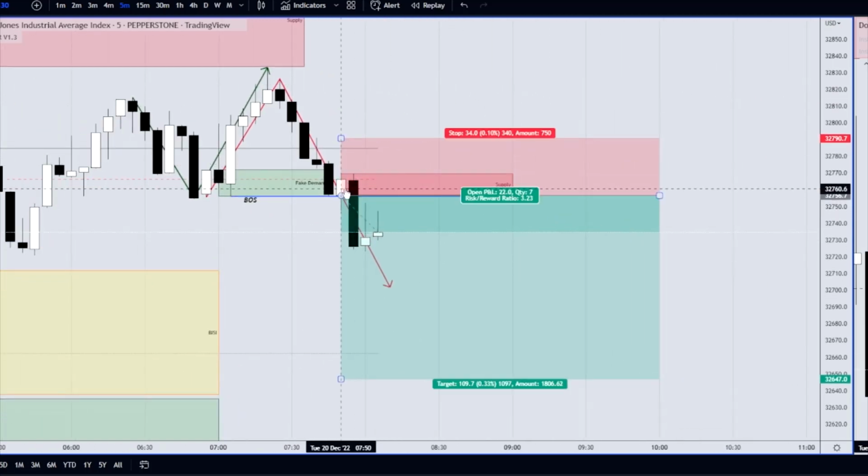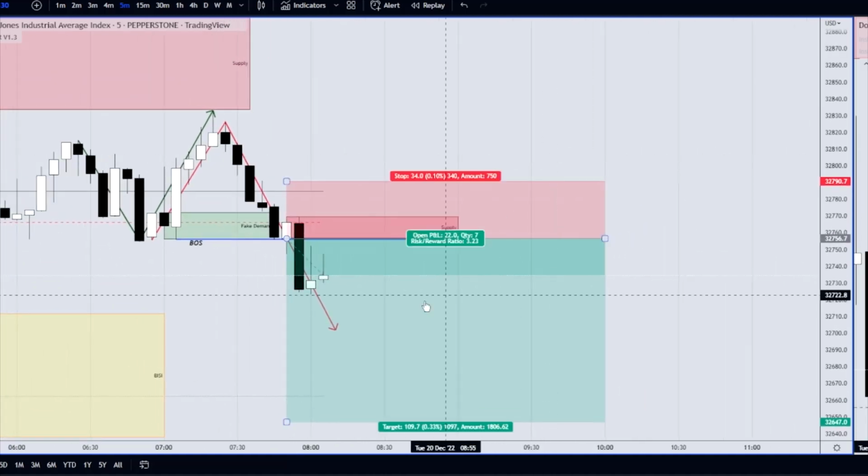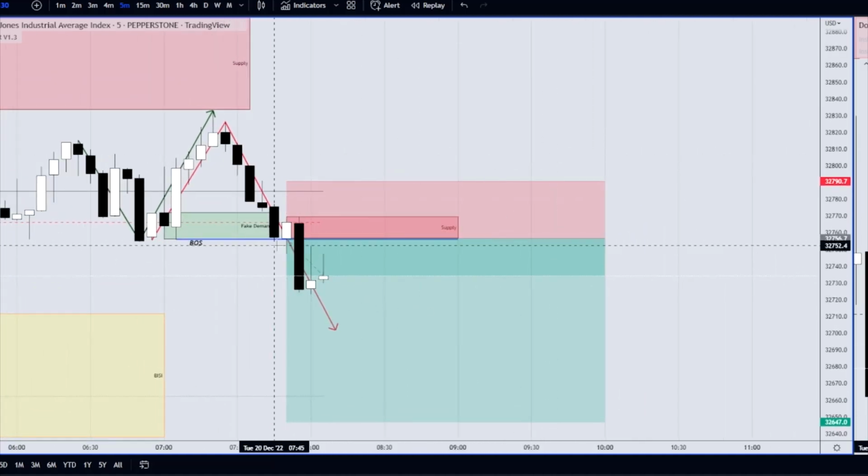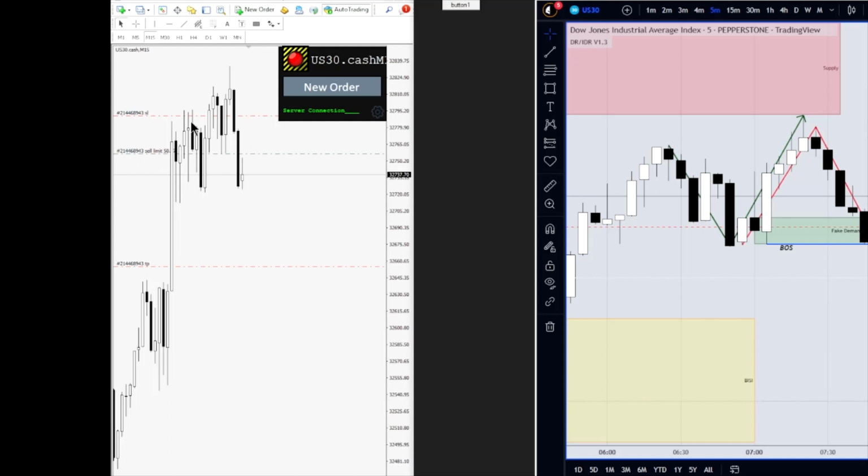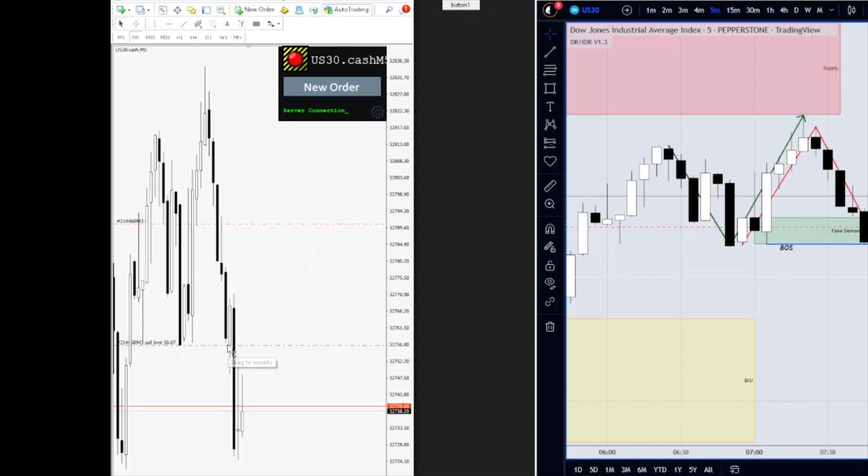I've marked this engulfing, bearish engulfing, as new supply coming into the market, and I'll have to move it across so you can see it. On the trading platform, it's FTMO trial. I've placed a limit order at this level. So on the 5 minute, it aligns with this engulfing bar.